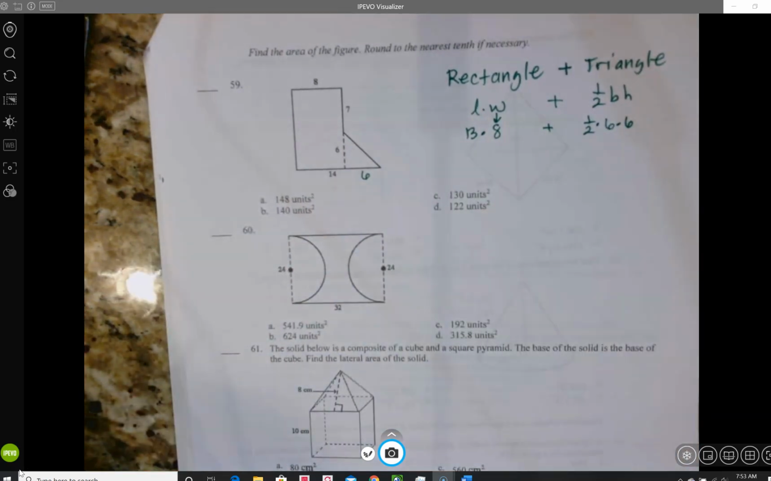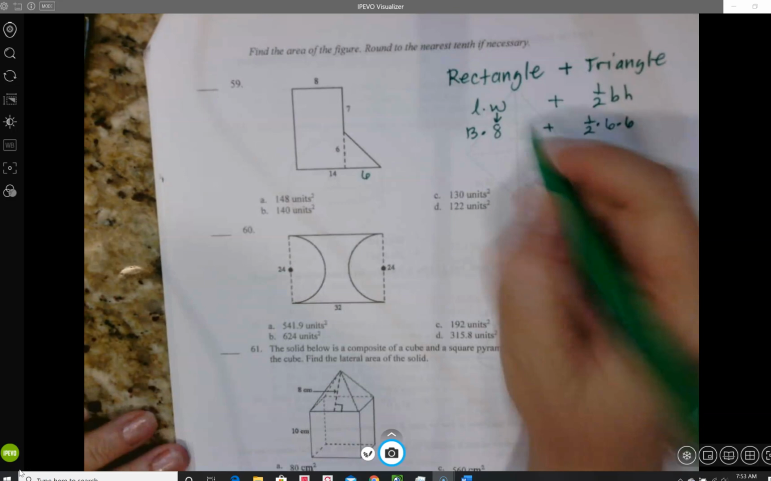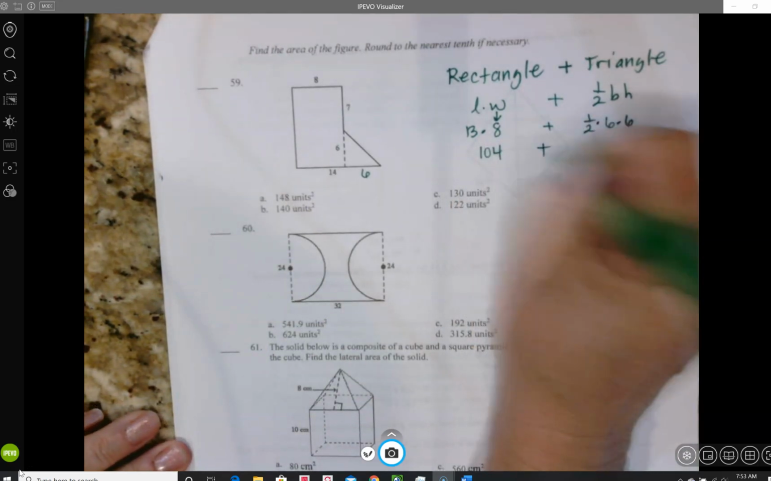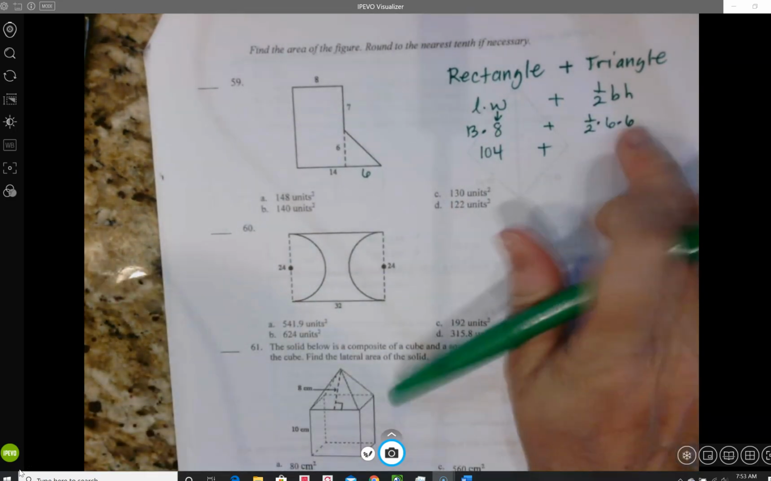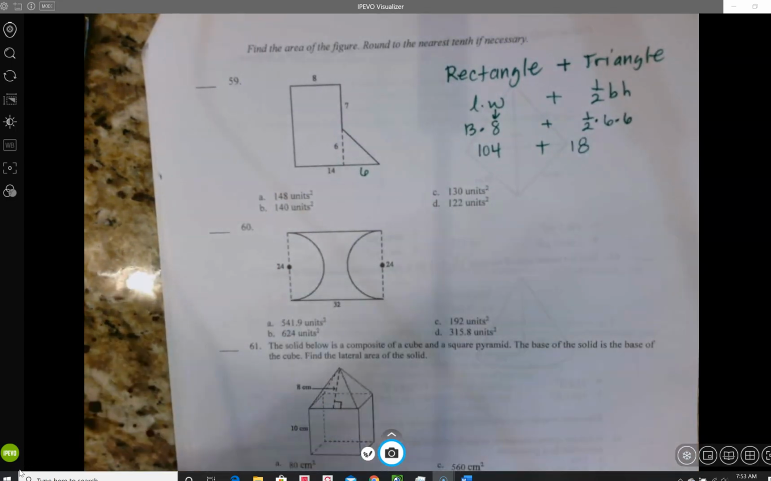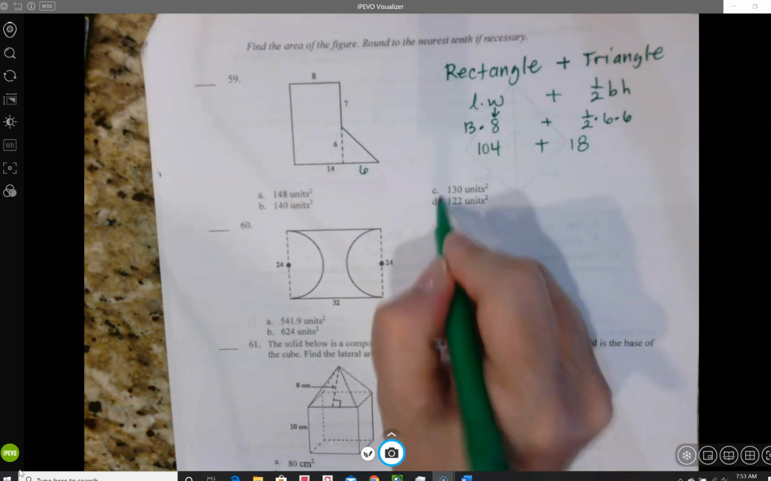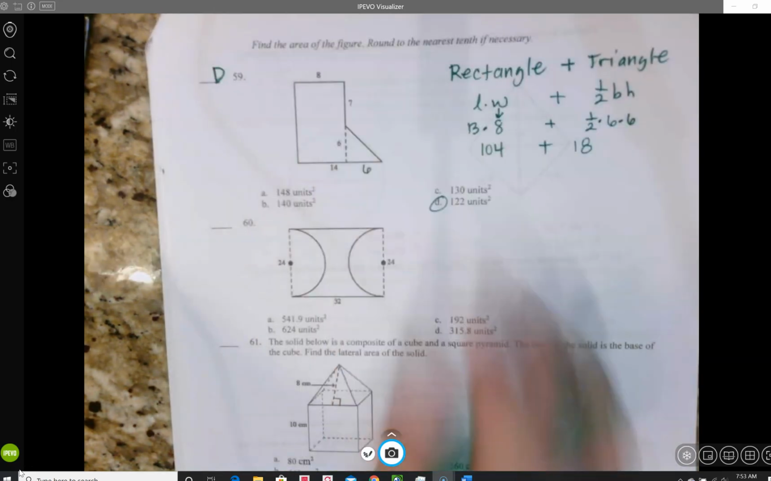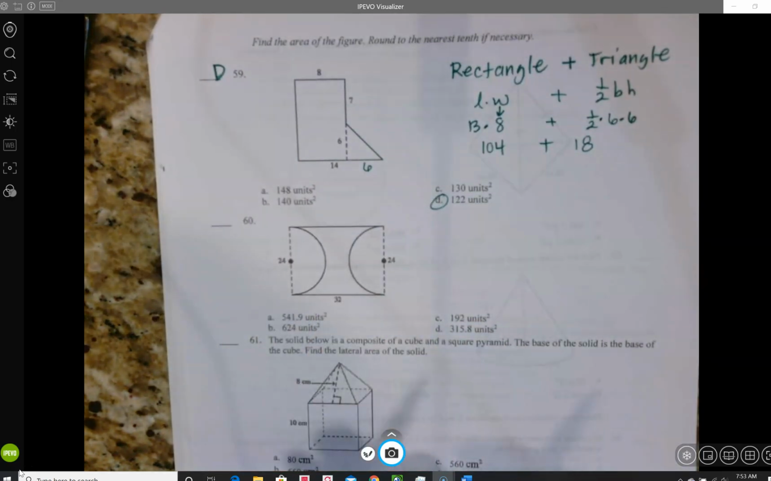So 13 times 8, I get 104, and 1/2 times 6 times 6, or half of 36, is 18. So I'm going to add those together, and I get 122 altogether. So that's choice D. And then the next one, number 60.